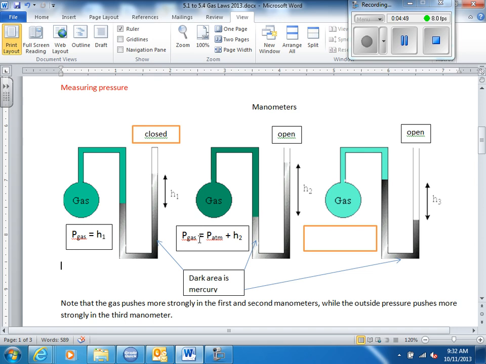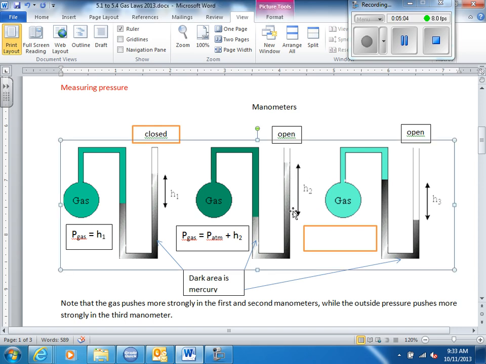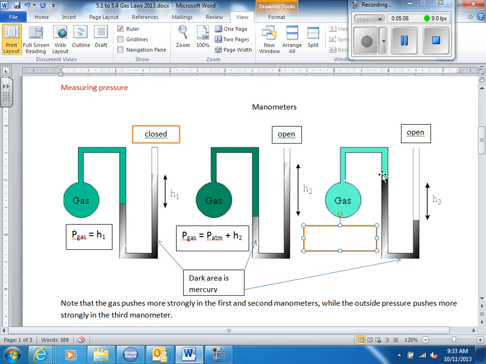The gas is pushing harder because we see the gas pushes lower than the outside atmospheric pressure. So the gas pressure would be the atmospheric pressure plus this height in millimeters of mercury right here, this H2. Okay, the third one. Notice this time the atmosphere is pushing harder. The mercury level is lower on this right side than on the left side. So on this system, the gas is lower than the outside. So the gas pressure is the atmospheric pressure minus the height difference because the atmosphere is pushing harder.